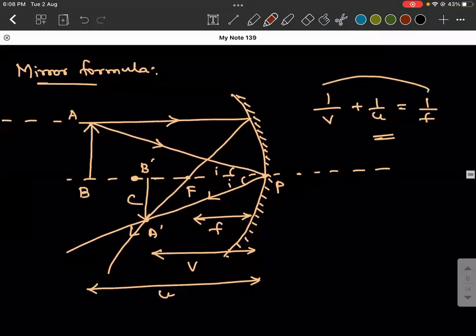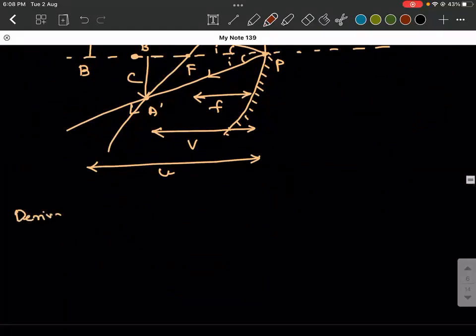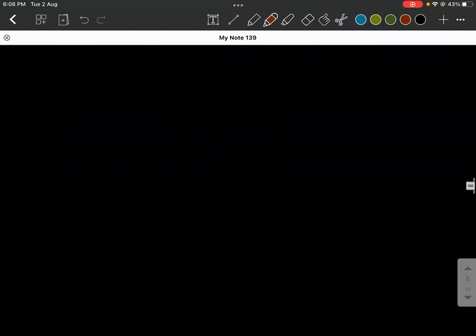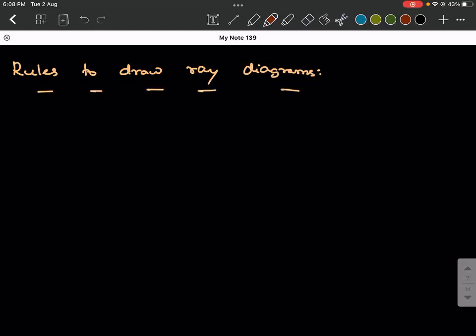So the mirror formula is 1 by V plus 1 by U is 1 by F, right? So we need to derive this. We'll see the derivation part, but before we see the derivation, leave some space for it. And I need to explain to you the rules to draw ray diagrams. So first we will see for a concave mirror.